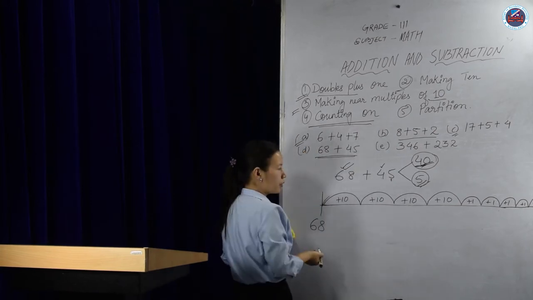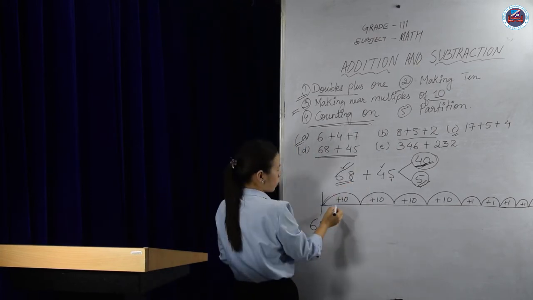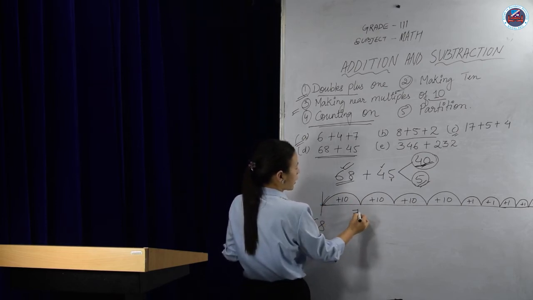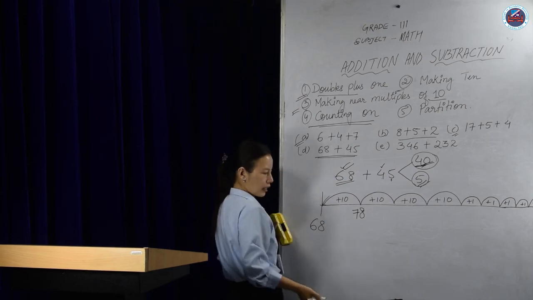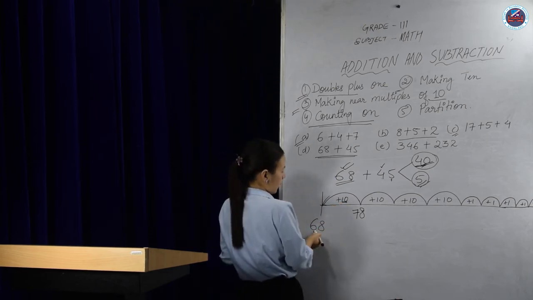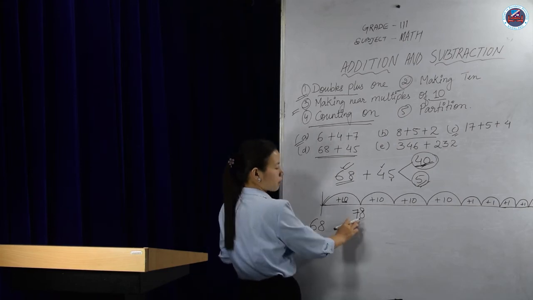So let's count on from 68. With 10 added, your next number will be 78. We are going for the tens, so only your tens place changes. So 6 becomes 7.